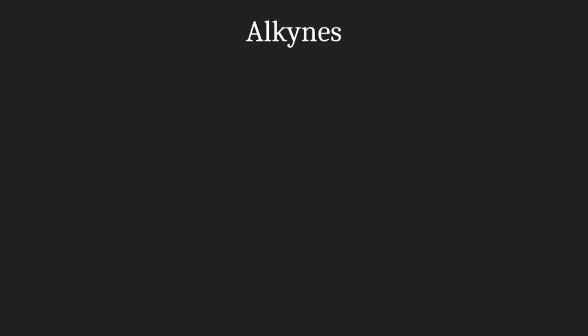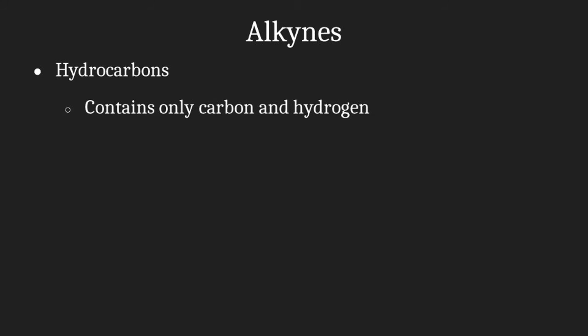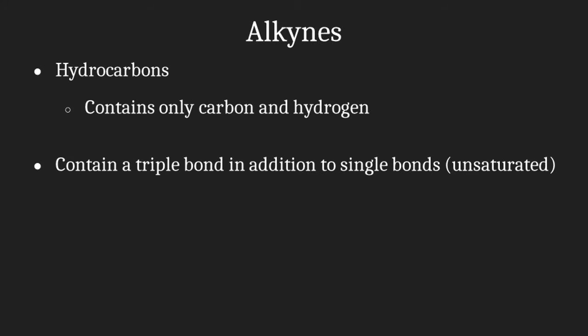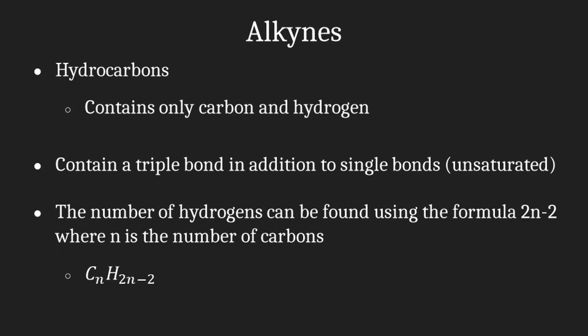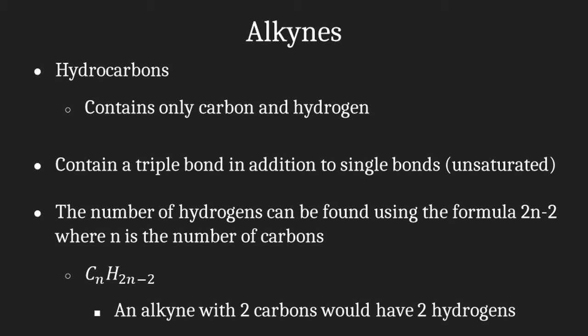And the last type of hydrocarbon we are going to talk about are alkynes. These contain a triple bond in addition to single bonds, and just like alkenes, are unsaturated hydrocarbons. The formula to determine the amount of hydrogens based off the amount of carbons is that the amount of hydrogens is equal to twice the amount of carbons minus 2. So for example, an alkyne with 2 carbons would have 2 hydrogens as well, because 2 times 2 is 4, and 4 minus 2 is 2.